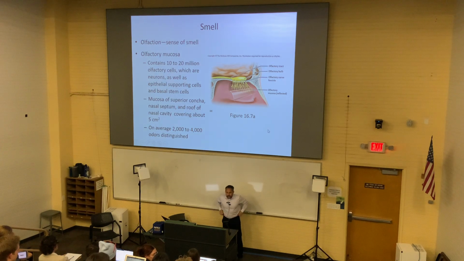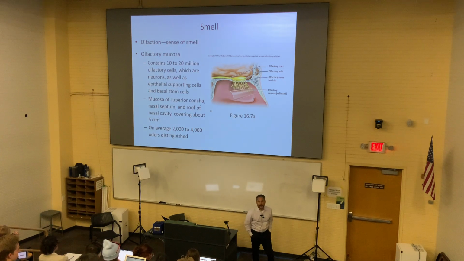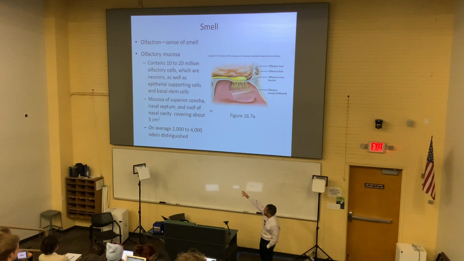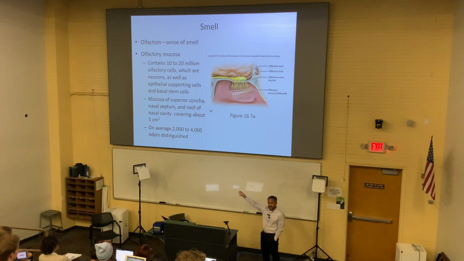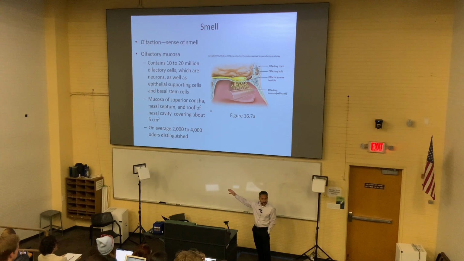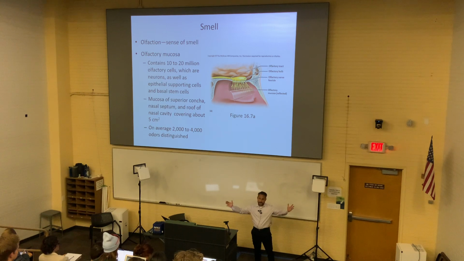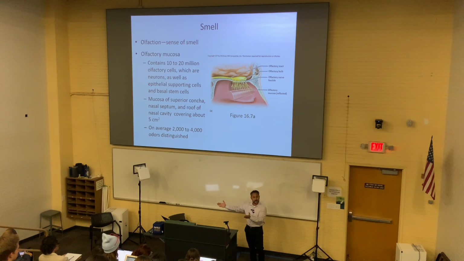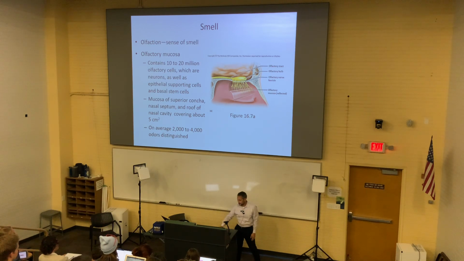Okay, so on average, well, not on average, but how many different tastes can we detect with the tongue or the buccal cavity? 5. You can distinguish 2,000 to 4,000 different odors. So much more colorful, if you will. It's literally almost like black and white versus color TV when you're talking about smell versus taste.